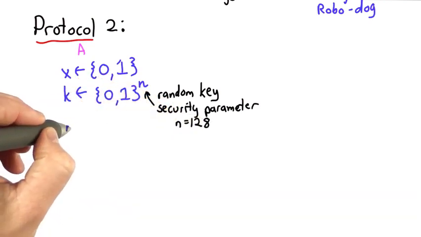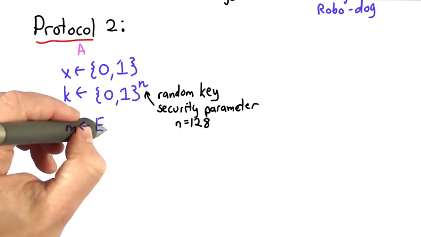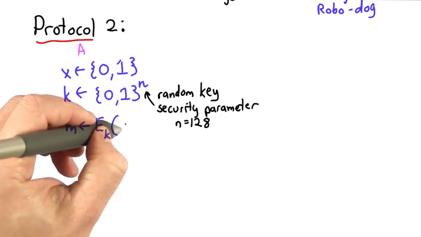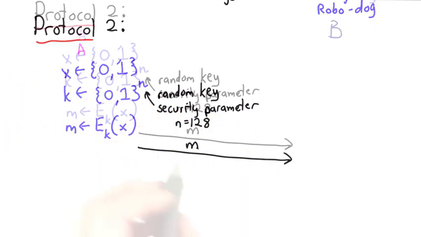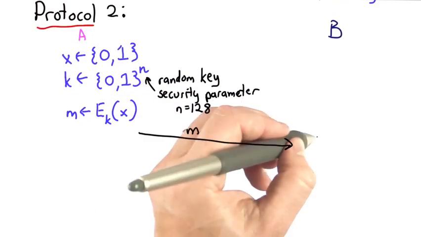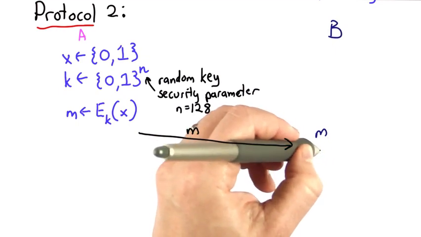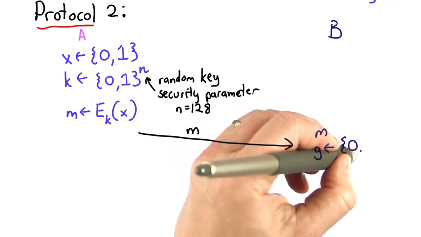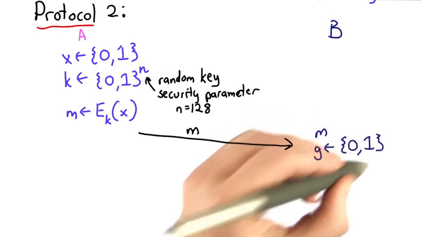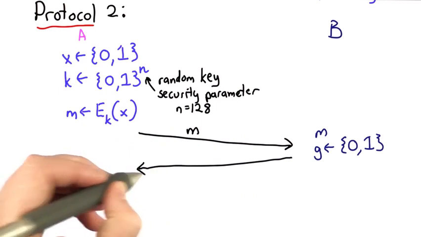And then Alice will compute a message, which is the result of encrypting using the key the value of x. And she will send to Bob the value of m. Bob receives the value of m, we'll keep track of it, and picks a guess. So Bob will generate, however he wants, a guess value that's either 0 or 1. That's like calling the coin toss. And Bob will send that guess back to Alice.